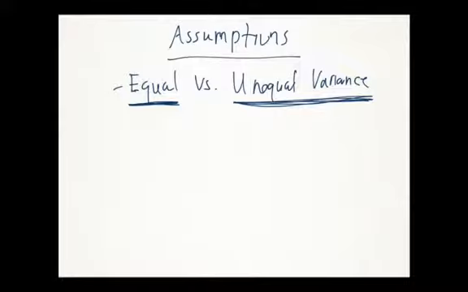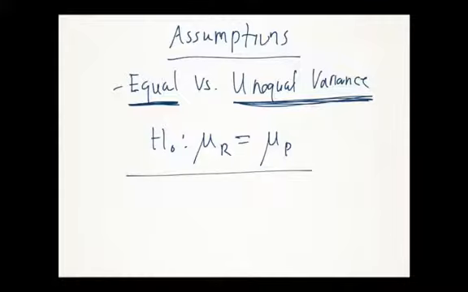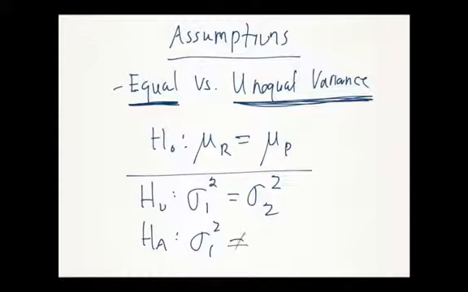We can also test. What's interesting now is, remember, so far we've done hypothesis tests that only involve the mean. Remember, we said something like the null was that the mean in the relapsing was equal to the mean in the progressive. We can also do a test for the variances. So we could say the null is that the variance in group 1 is equal to the variance in group 2. And obviously the alternative would be that they're not equal. Okay?